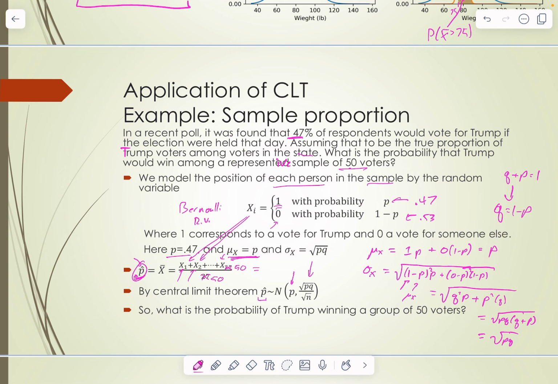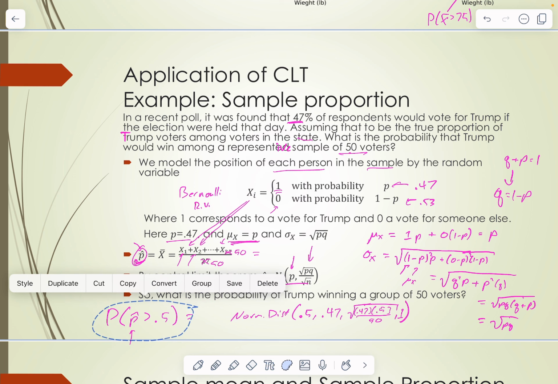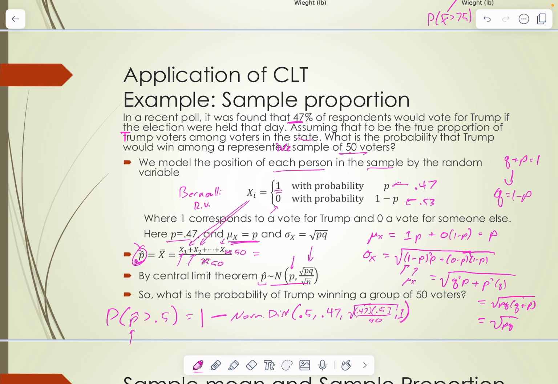Okay, and now the question. What is the probability of Trump winning a group of 50 voters? So I want the probability of p hat bigger than 0.5, because that means he won that sample. And so that's going to equal, because this is normally distributed, norm dist of 0.5 with a mean of 0.47 and a standard deviation of the square root of pq over n. So that's the square root of 0.47 times 0.53 divided by 50. I want to know what probability is greater than 0.5, so I'm going to do 1 minus that probability.